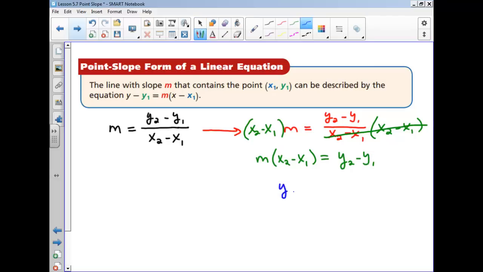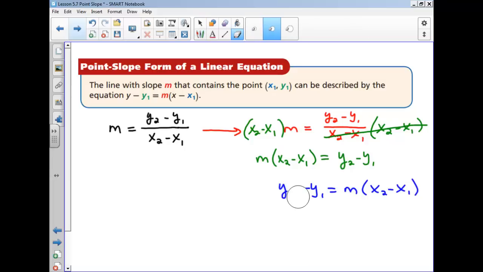So we get y2 minus y1 equals m times (x2 minus x1), which is very similar to our point slope form. Okay, if we were to just go ahead and erase our little 2 there and our little 2 right here, we get the same thing that we see at the top here for point slope form. So this is how they are related to each other. And now we're going to talk about how we use this to take a point and the slope and put it into an equation format.